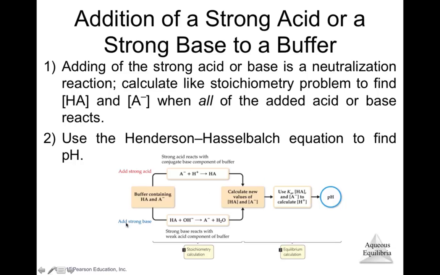The same concept applies if we have the buffer and we add a strong base. The base is going to react with HA, that is the acid in this buffer, and you're going to have A minus. So you're increasing the concentration of A minus and decreasing the concentration of HA. So we need to calculate those new values after that neutralization reaction. And then with these values obtained, we can use the Henderson-Hasselbalch equation to obtain the pH of the solution.